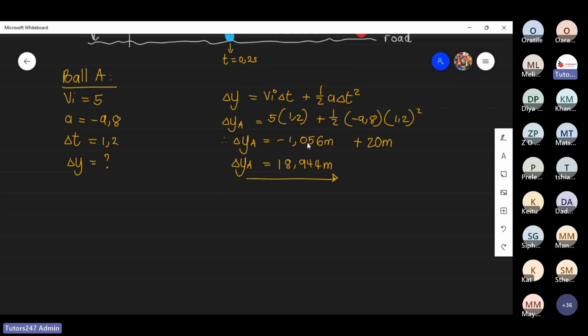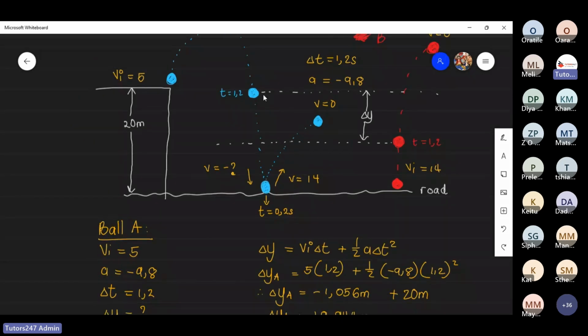That negative 1.056 meters means that our object was displaced 1.05 meters below where it was initially thrown from. Okay, keep that in mind. So we now know that this object is 18.944 meters above the ground. So let's put that in.